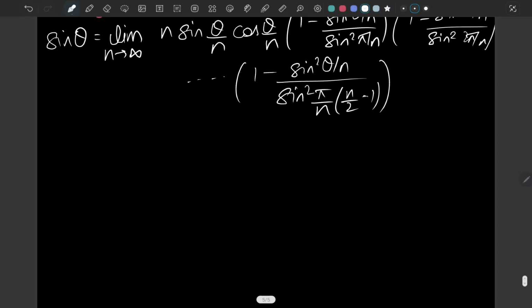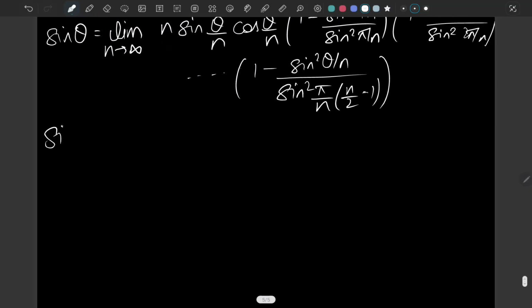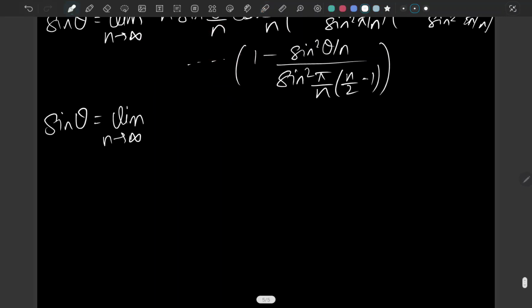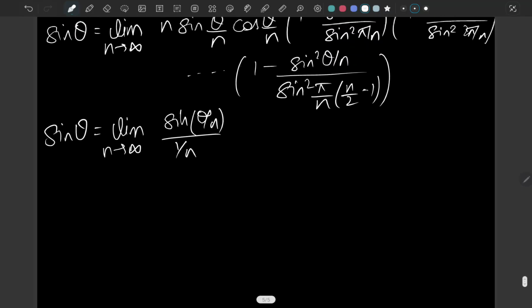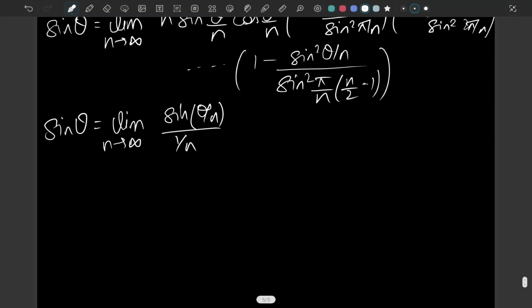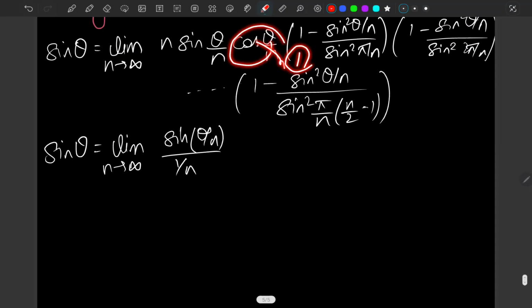Okay, so now we can consider rewriting this as the limit as n tends to infinity. Well, n can be written as sine of theta over n divided by 1 over n, right? So basically I'm just going to write that down here: sine of theta over n over 1 over n. And when n tends to infinity, cosine of theta over n goes to cosine of 0, which is 1. So hence this is going to be 1 here, right?